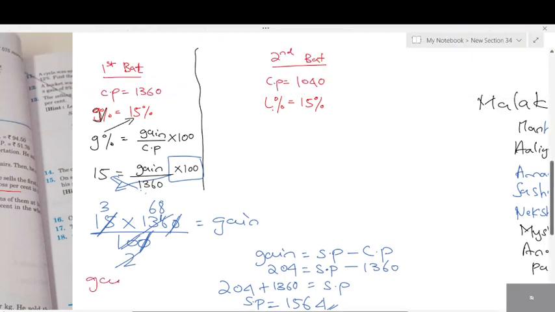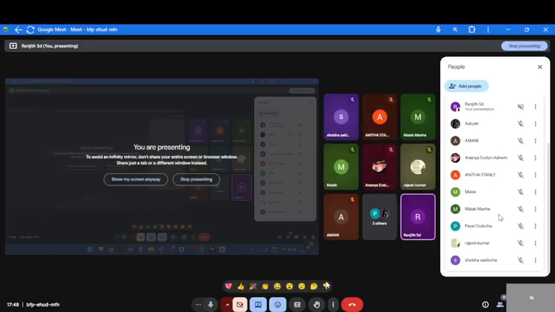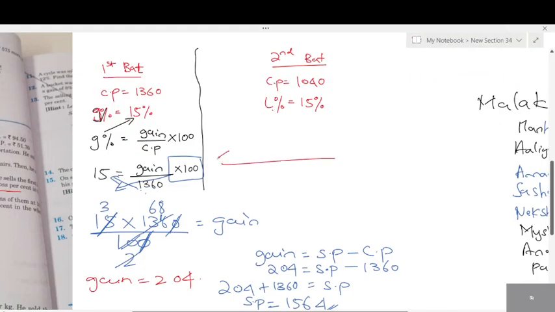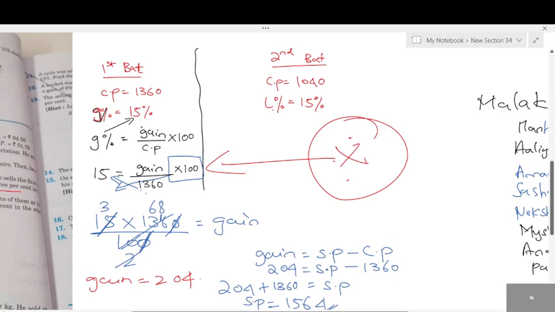And you can write gain is equal to 204. Any doubts? If you have doubts, get it clarified, students. Any doubts? All of you understood? Nobody has doubt in this? Respond, unmute and respond. If you have doubts, do it again. See, this is an important step, this part. So if gain percent is given, use gain percent formula. Use gain percent formula, we'll get the gain.